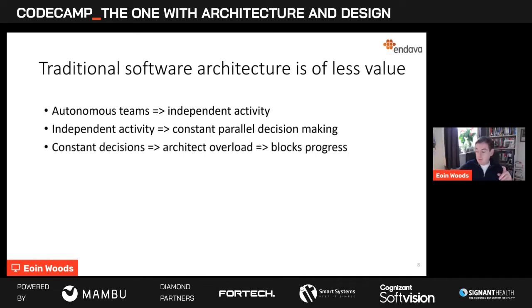Constant decision making, especially in parallel, causes architects to be overloaded, or it just causes them to context switch the whole time. And you know what context switching is like, it just kills your productivity. This blocks progress if you try and use the traditional approach.